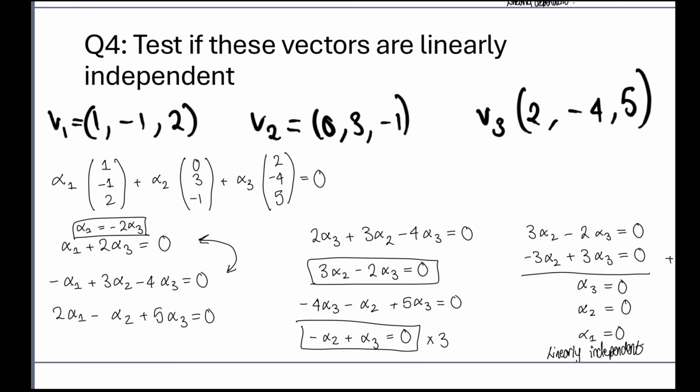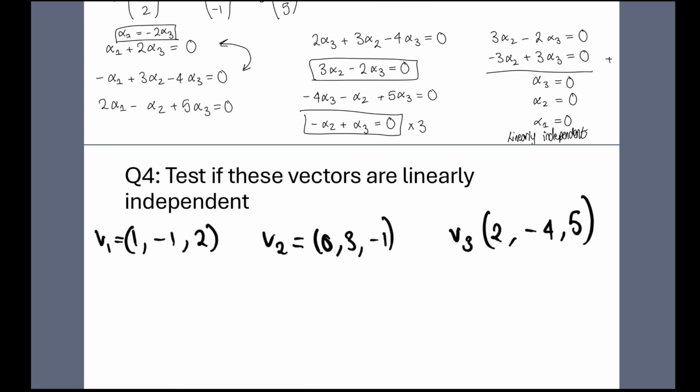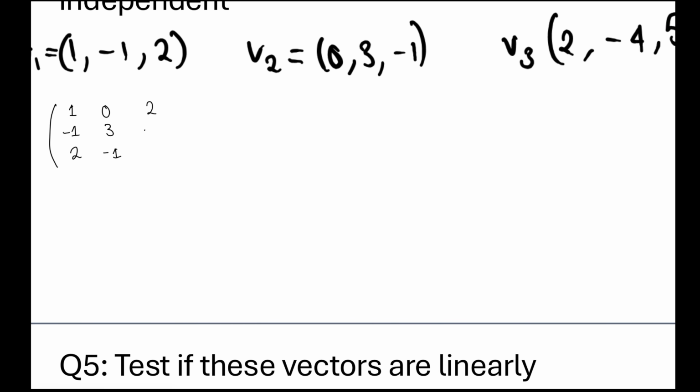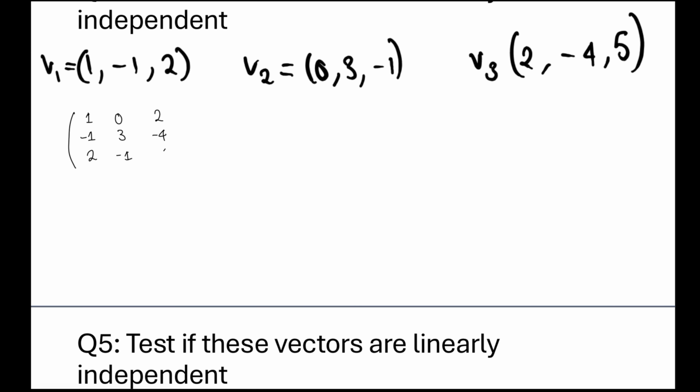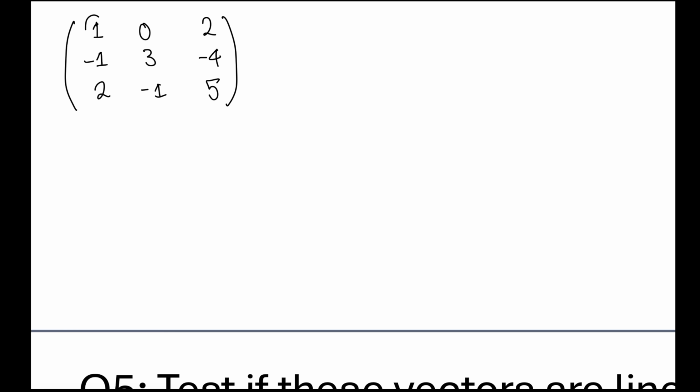If we now do this same question using the matrix echelon form method, we have the matrix 1, -1, 2, 0, 3, -1, 2, -4, 5. We then begin by reducing this matrix. This is already a leading one, so that's fine. We now need to make these entries into 0.